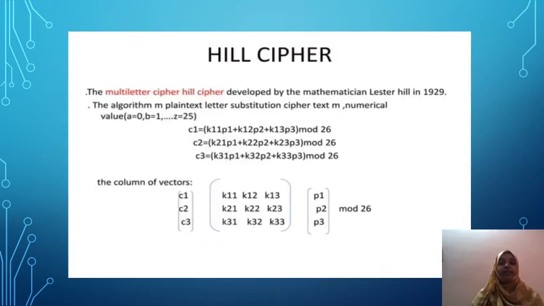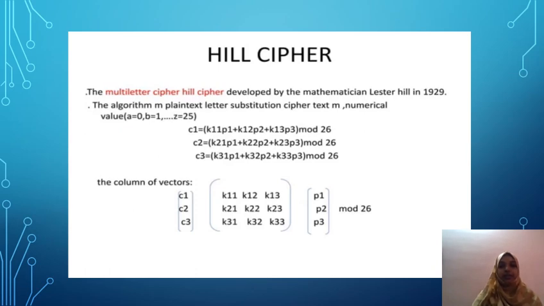So let's move ahead to the next topic, that is the Hill cipher. The multiple letter Hill cipher was developed by the mathematician Lester Hill in the year 1929. The algorithm maps m plaintext letters to m ciphertext letters, with numerical values A is equal to 0, B is equal to 1 and Z is equal to 25. So here we have 26 alphabets, 0 to 25.